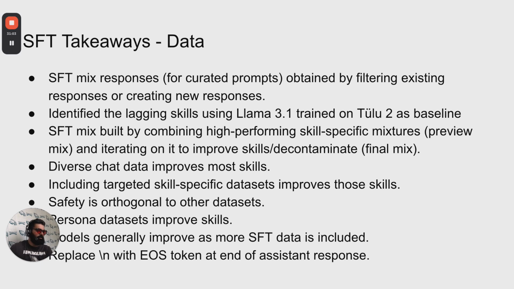Diverse chat data improves most skills, including targeted skill-specific datasets improves those targeted skills. Safety is orthogonal to other datasets. Persona datasets improve skills. Models generally improve as more SFT data is included. And they replace the new line character with EOS token at the end of assistant response and find that it gives a slight bump in performance as well.